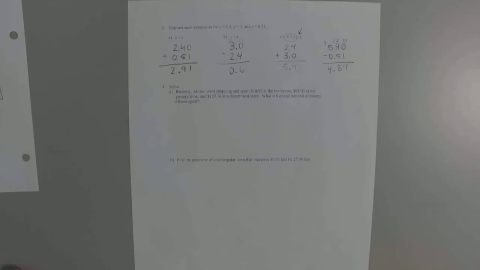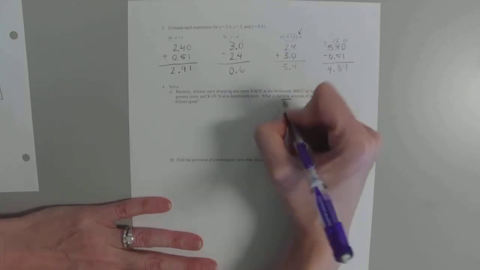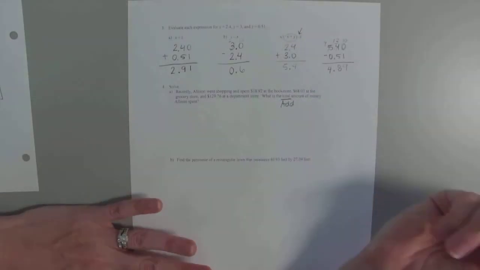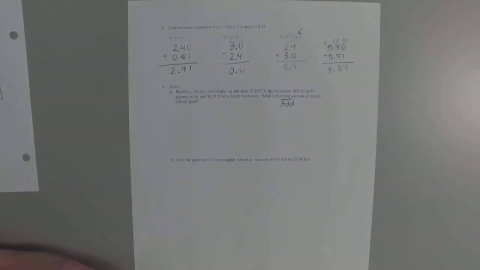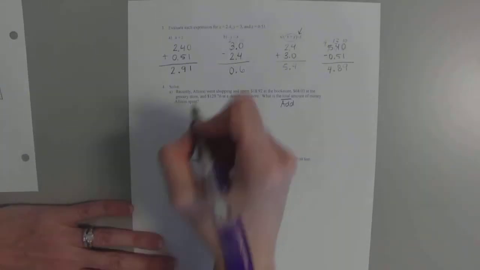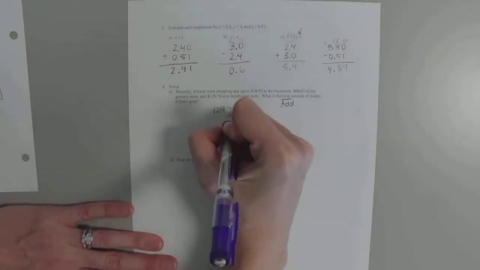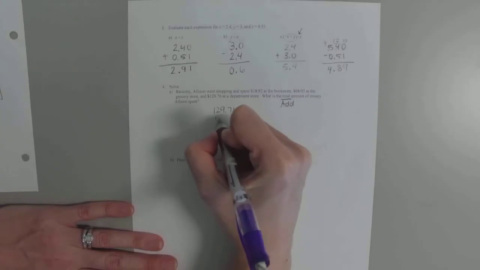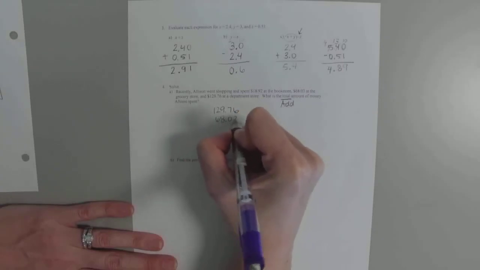It says, recently Allison went shopping and she spent $18.92 at the bookstore, $68.03 at the grocery store, and $129.76 at the department store. That sounds about right, right? What's the total amount of money Allison spent? Total means we need to do what? Add, okay? Can we add all of them straight as they are?